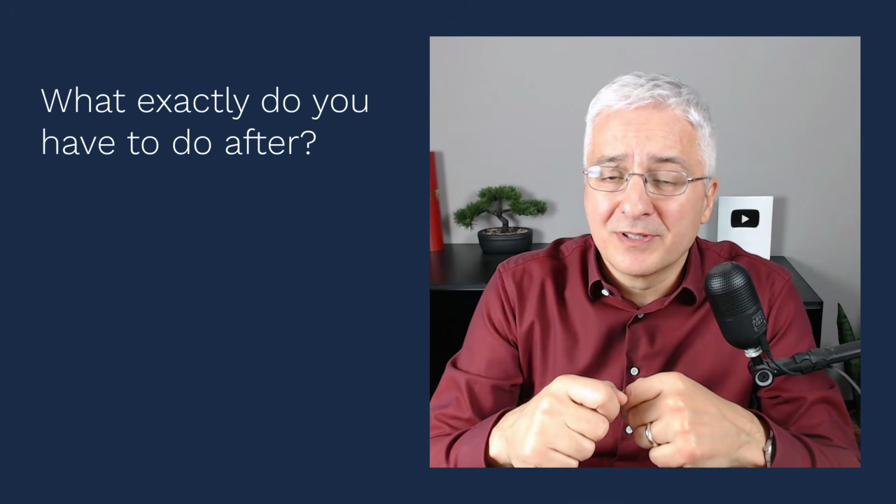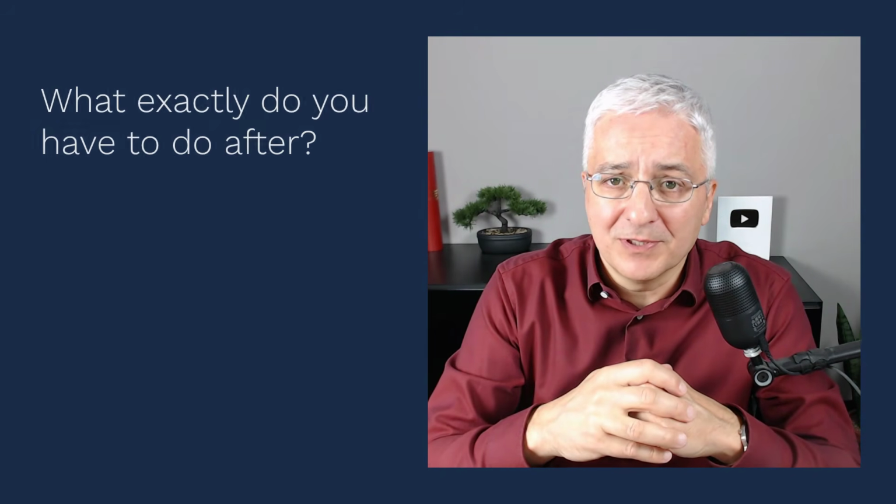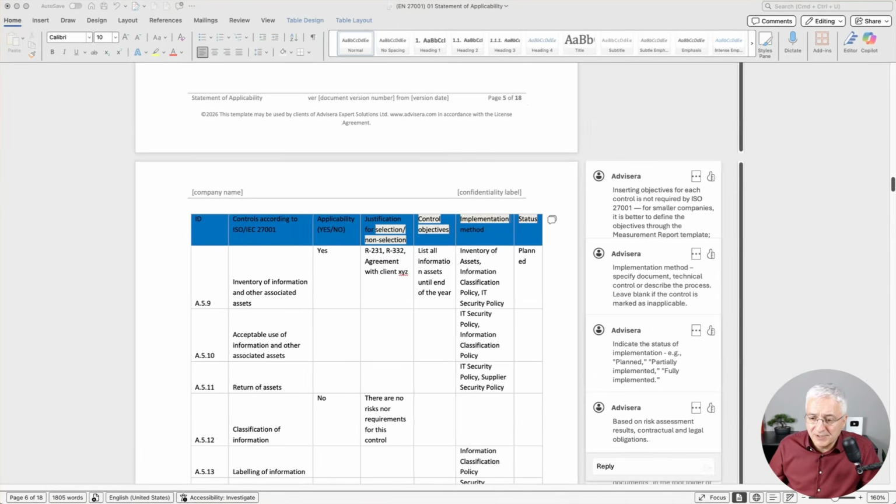And the last question is, what exactly do you have to do after the statement of applicability? After you complete this statement of applicability, the next step is actually that you write this risk treatment plan. And basically, risk treatment plan is a document where you specify how you're going to implement all of these controls that you marked here as applicable. Or to be more precise, you actually have to include in your risk treatment plan all the controls that are applicable that are not implemented yet.